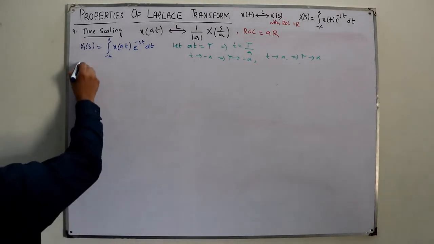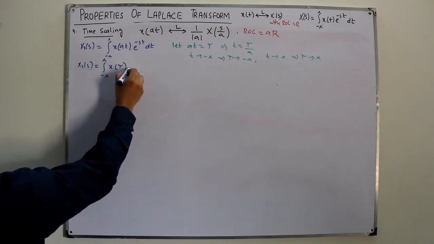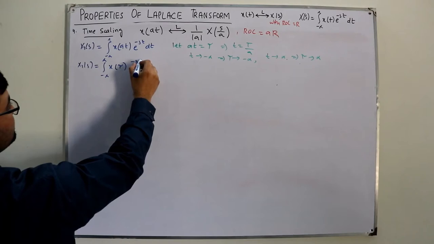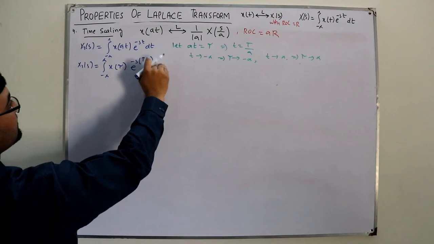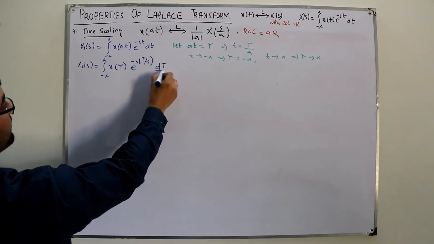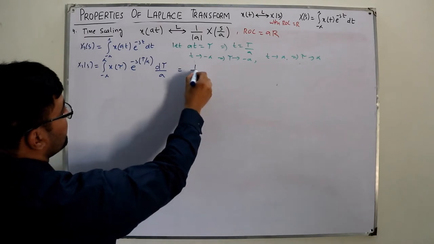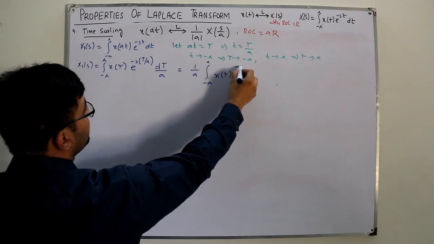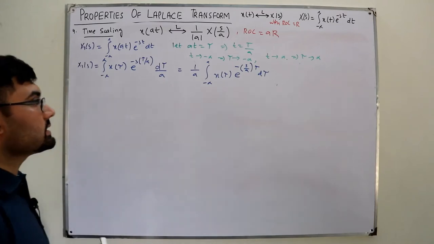So which means that I have my X1 of s as the integral from negative infinity to positive infinity of x of tau, exponential of negative s, times tau by a, d tau upon a. So have a look. Now what can I do? This a is a constant, I could take it outside. You have 1 upon a, integral of x of tau, exponential of negative s by a, into tau, d tau. Have a look, the rest of the things are the same.